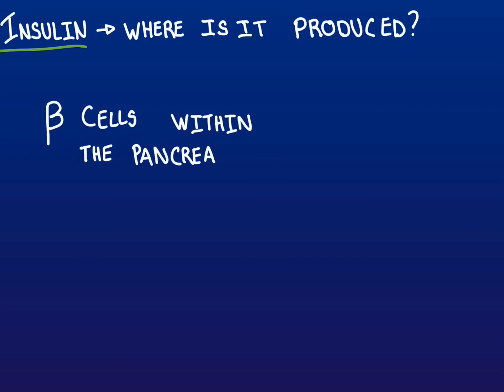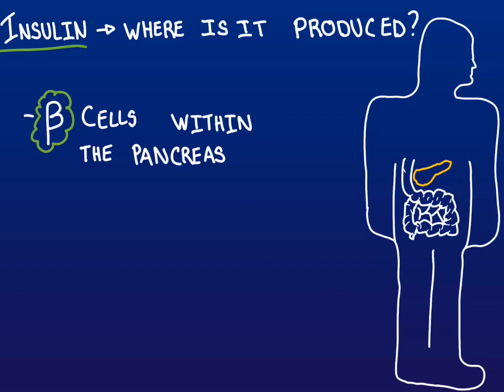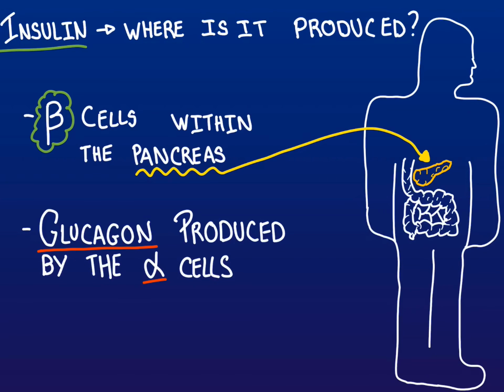Insulin is produced in the beta cells of the pancreas. Insulin's sister hormone, glucagon, is produced by the alpha cells in this same organ.